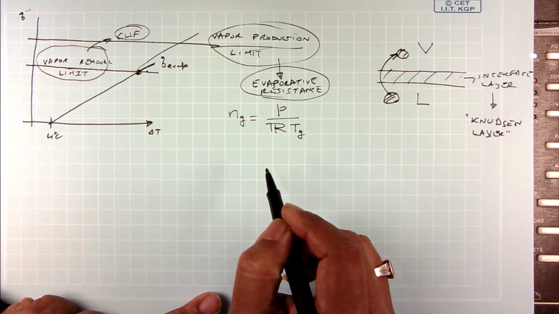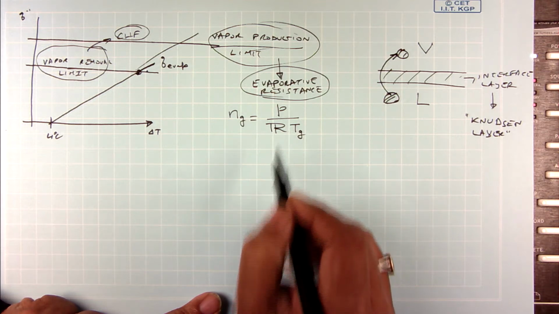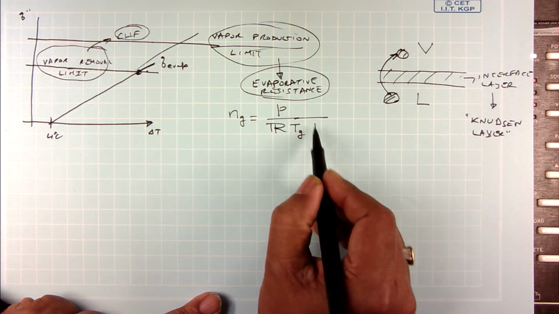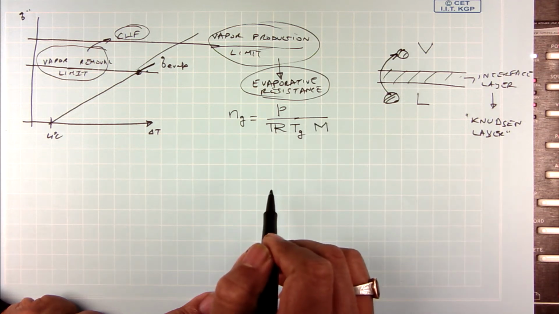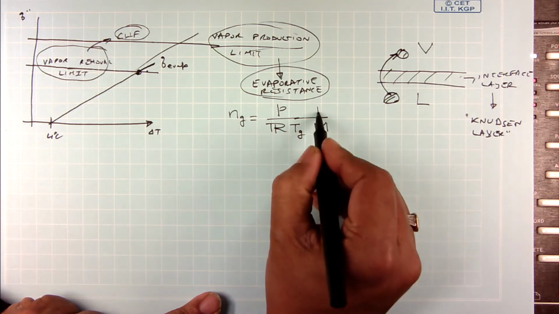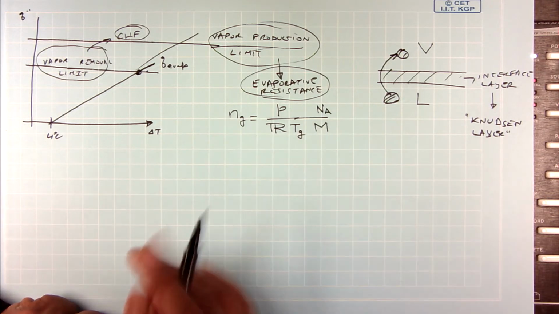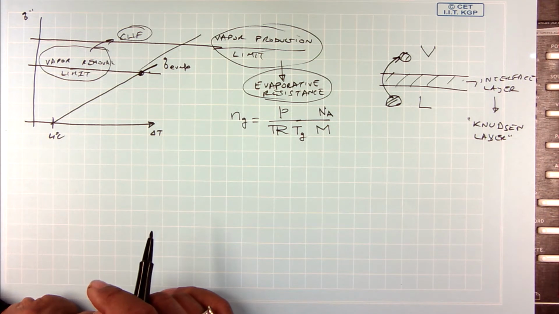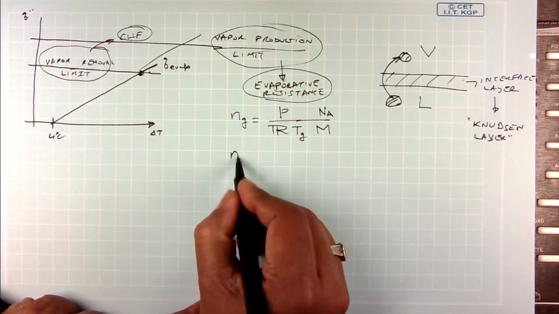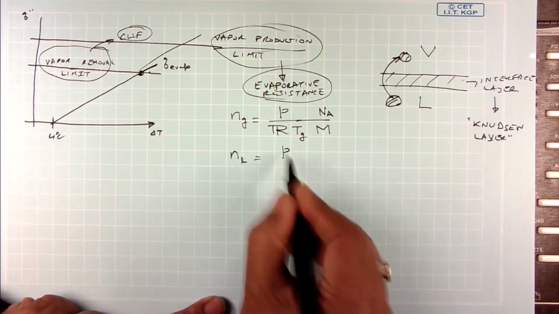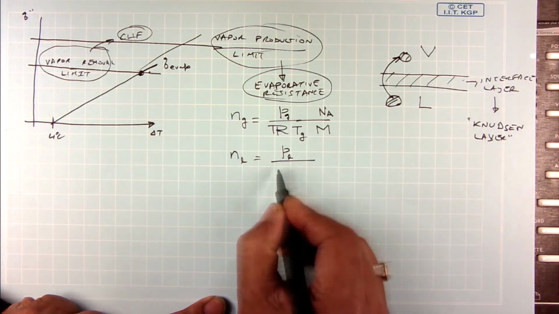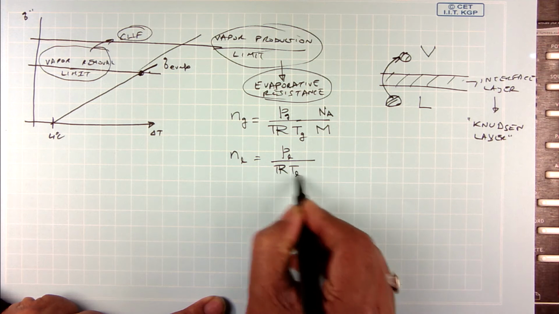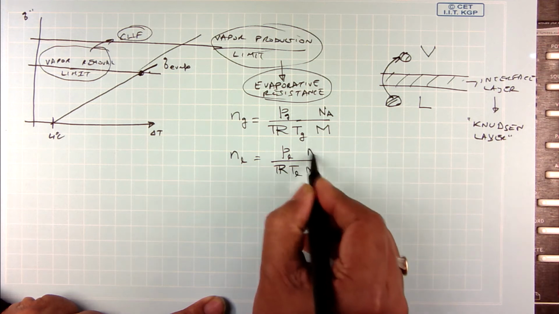Density, right? So if I divide it by the molecular weight, it gives me the moles, and then if I multiply it by Avogadro number, it gives me the number of molecules per unit volume, right. Similarly, I can write down my NL to be equal to, so this is Pg, similarly I have PL divided by RTL, right.